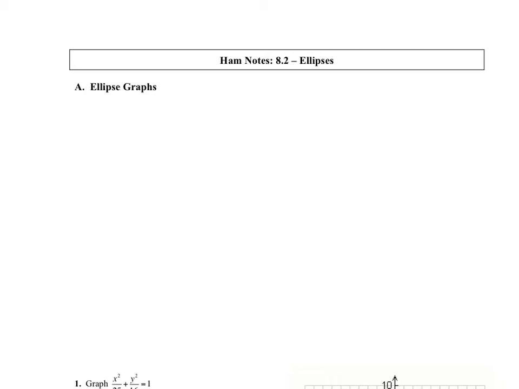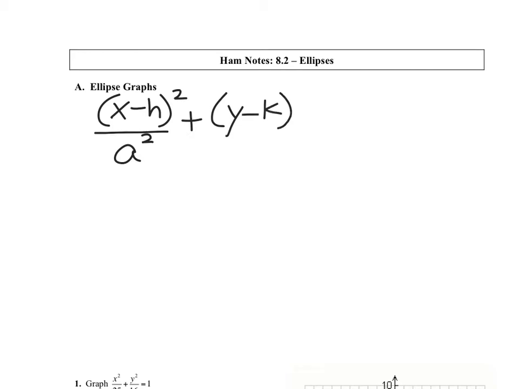All right, so here's the standard form equation for an ellipse. It looks like this: x minus h squared over a squared plus y minus k squared over b squared equals 1. Do you remember that?